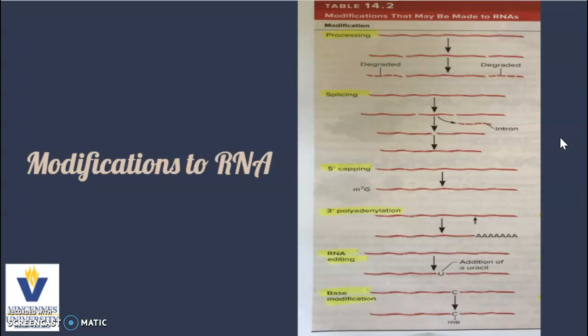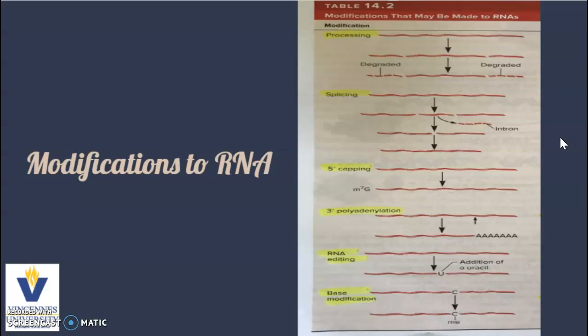And then we have the 5' capping, and the cap plays a role in splicing the exons, the exit of mRNA from the nucleus, and the binding of mRNA to the ribosome. Then we have the 3' polyadenylation, and this is just an attachment of a string of adenine containing nucleotides to the 3' end of the mRNA.